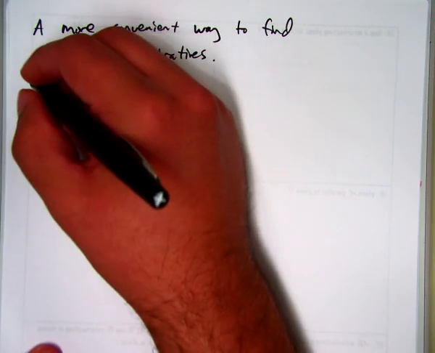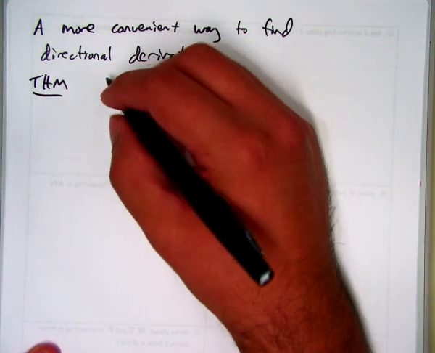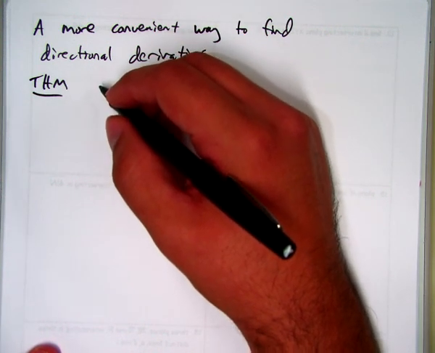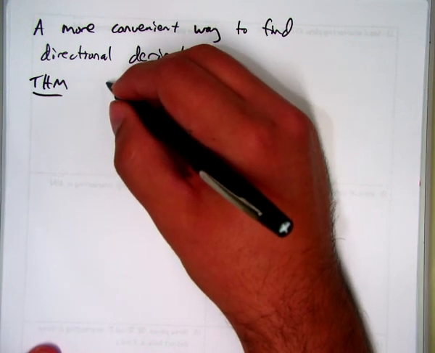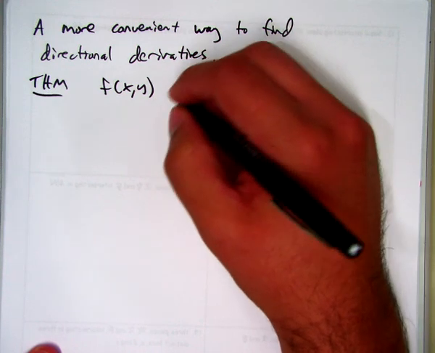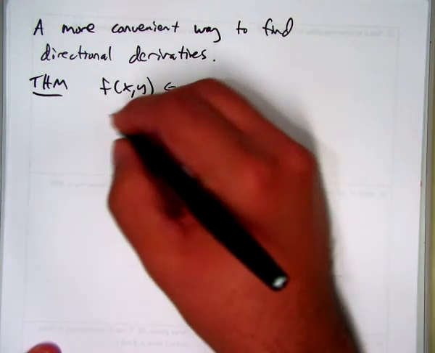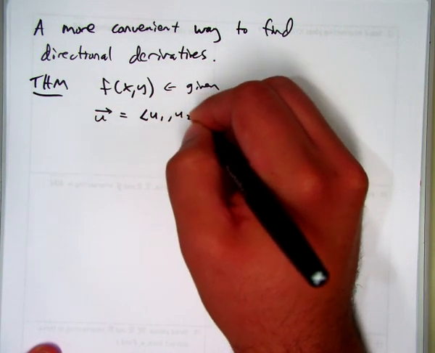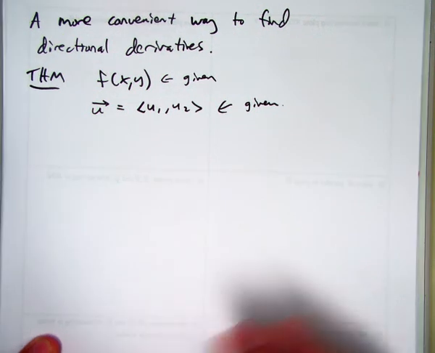So it's actually going to be a theorem, and maybe we'll prove it. Maybe it'll be on the test. Maybe. It's an easy proof. So let's say f(x, y) is given. I'm kind of being brief here. And then the direction, (u1, u2), that's given. That's a unit vector.